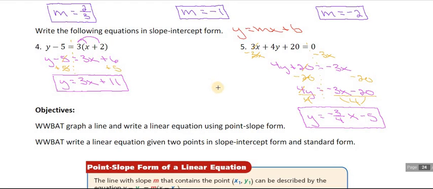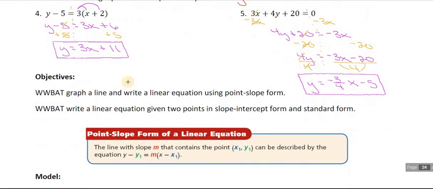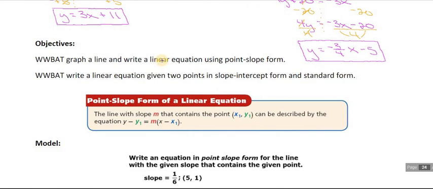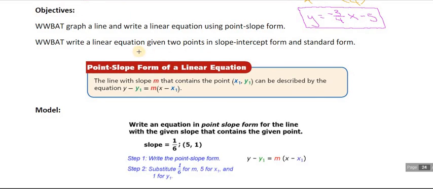All right, so our goals for this part of the lesson is to be able to graph a line and write a linear equation using point-slope form. We're also eventually going to be able to write a linear equation given 2 points in slope-intercept form and in standard form. Okay, so on our reference sheet, that laminated paper that you received at the beginning of the year, we have all 3 forms of our linear equations. So our previous lesson dealt with slope-intercept, and now this lesson is going to be point-slope form.